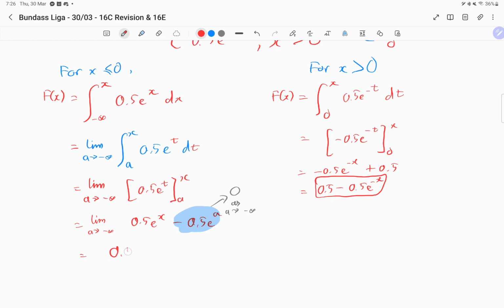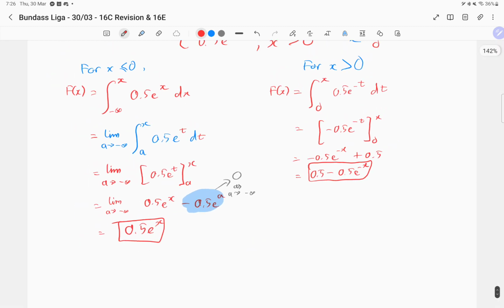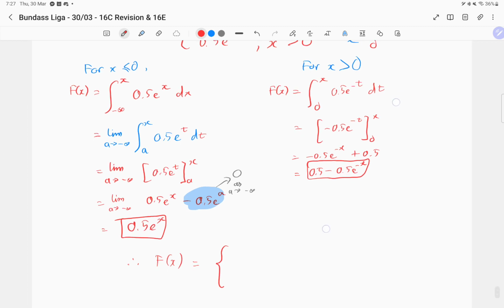So that would just be 0.5 e to the power x. Okay? Yeah? Because it will be minus 0. Does that make sense? So then, write the final statement. We've got a final statement. So how many things would it be? It would be just 2? Just 2, yes.